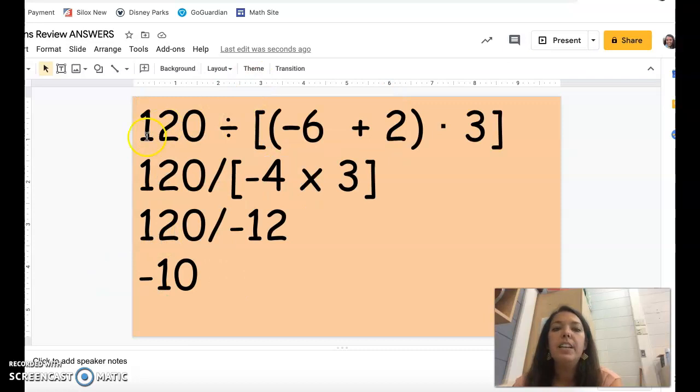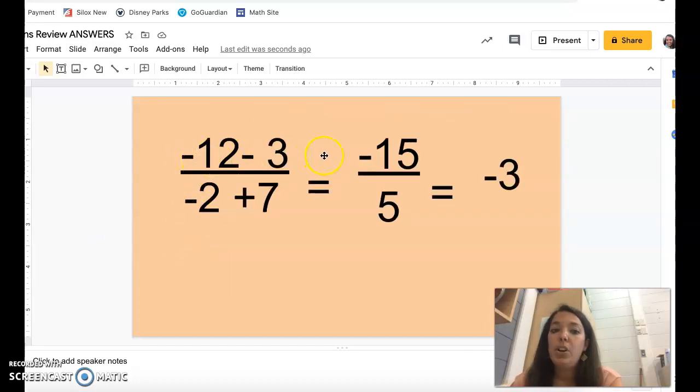Next one is 120 divided by, there's brackets here, which we know how to do. It's just parentheses. It's just another way of doing parentheses. So you have negative 6 plus 2, which is negative 4. And then you're done with those parentheses. You can drop that, but you got to keep the brackets. We'll do negative 4 times 3, which is negative 12. And then 120 divided by negative 12, which is negative 10.